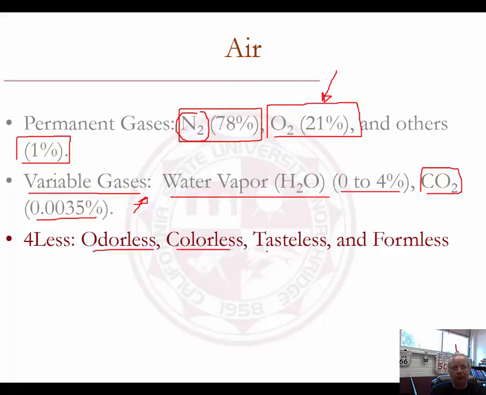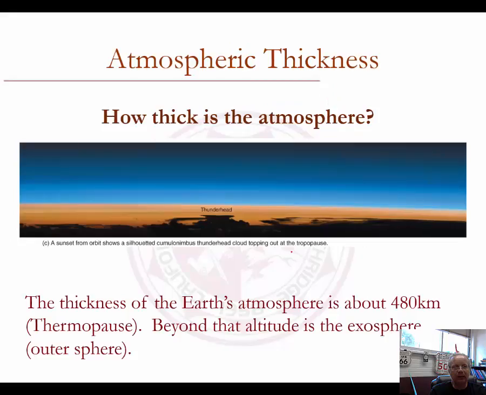Air is odorless, colorless, tasteless, and formless for the most part, but that doesn't mean that it's not there. And so we want to think about the air being thick. The thickness of the air, or our atmosphere, is 480 kilometers, as it rises into space. Beyond that is what we call the exosphere, the outer space, and there's really not much air of any sort up there at all.